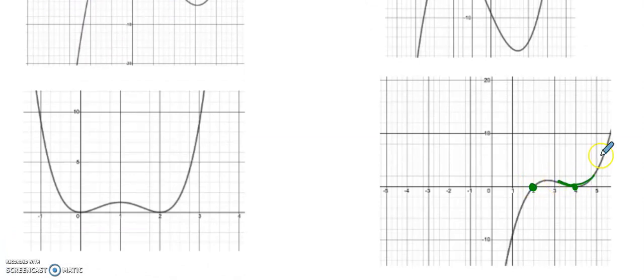Touch and bounce. I don't cross through the x-axis, I just touch it for a brief moment and turn back around. So this is going to be number 2.